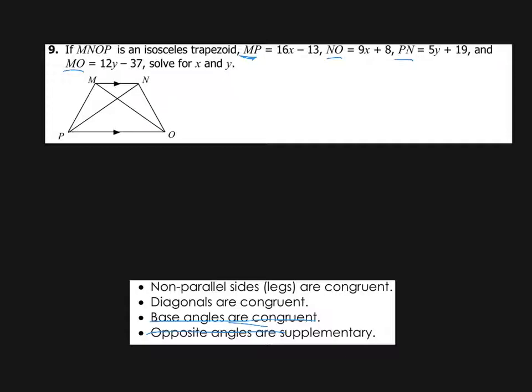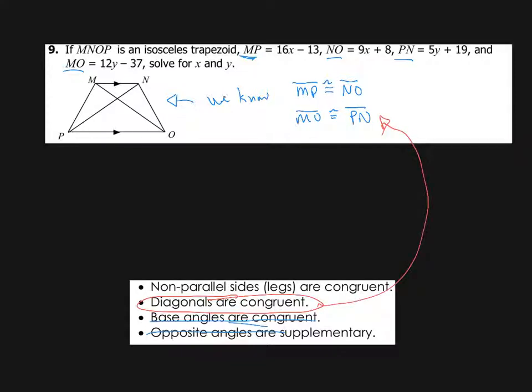So let's take a look. What do we know, right? We know that segment MP is congruent to NO. We also know that segment MO is congruent to PN. Right? Those are our two known pieces. Let me just clean this up a bit. And now the diagonals are congruent. That would be the MO and PN piece. And the legs are congruent is the MP and NO piece.